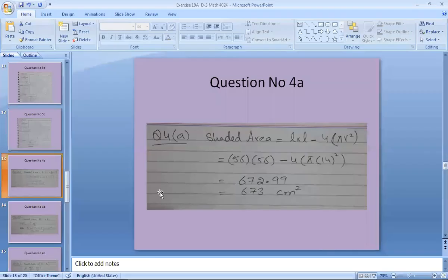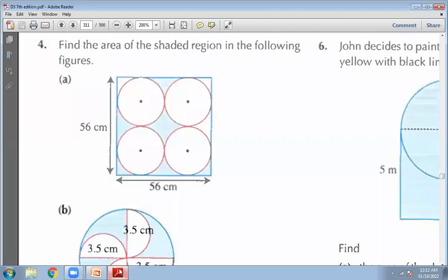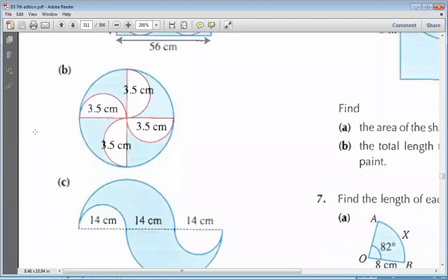Hopefully you understand this question. Okay, so let's move to the next part. The next part is this question number 4 and it's B part. Here we have a big circle, and in that big circle, we have 4 semicircles. In the big circle, some portion is shaded, and those semicircles, they are white. So I want to find out the area of the shaded region.